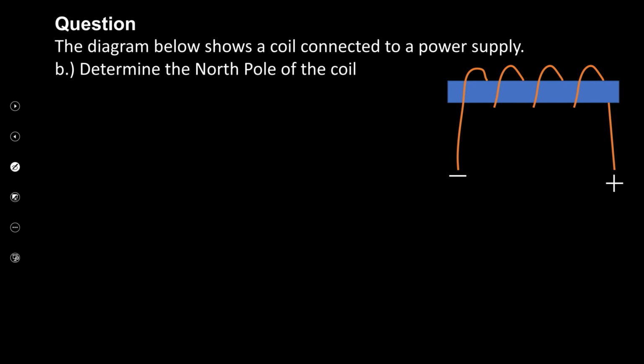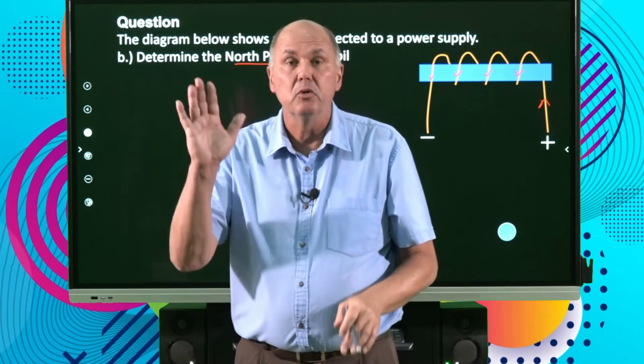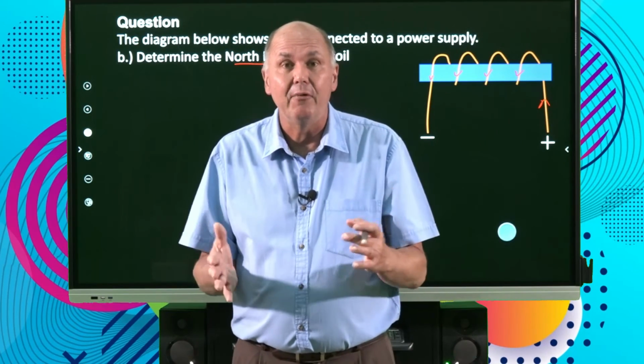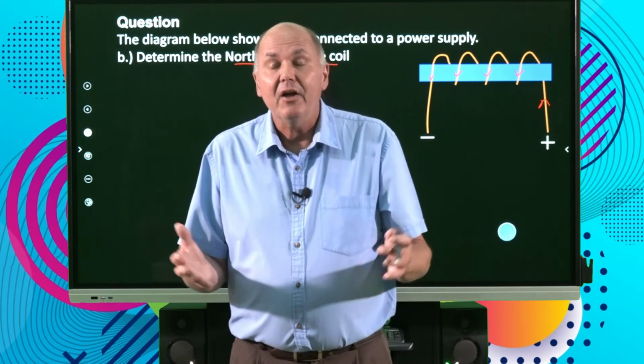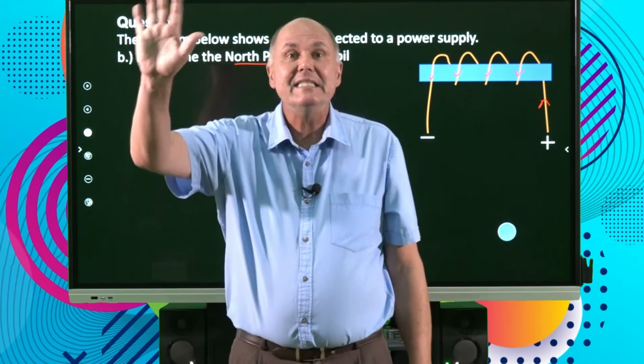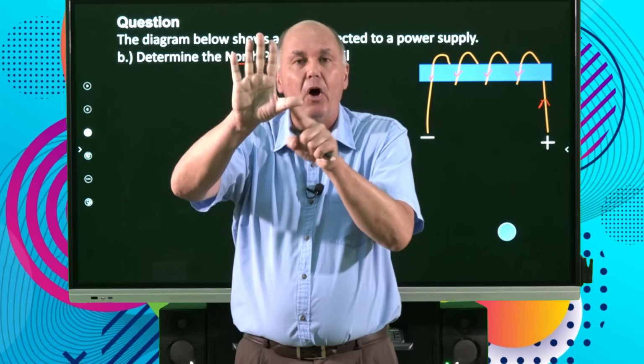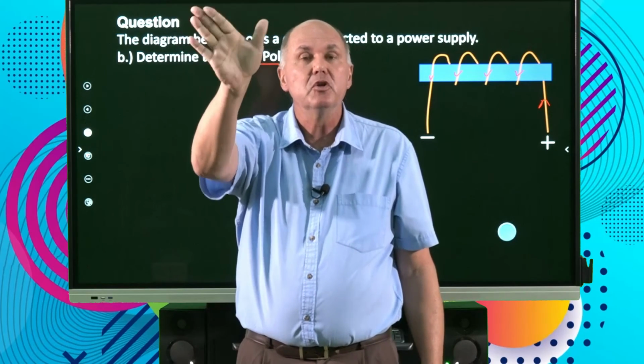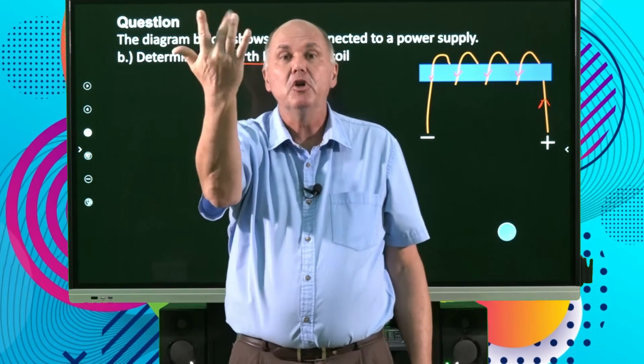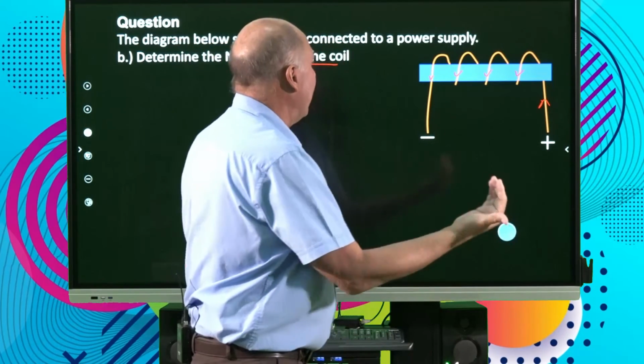Next question. It says, determine the north pole of the coil. So let me just quickly put those arrows in again and recognize that the current is in that direction, and we have to use one of the two laws or two rules to find the direction of the north pole. Now, in a solenoid, a coil, it's easiest to use the right-hand solenoid rule. Remember, we're asking for the pole. So we're going to use the thumb for the pole, and we're going to use the many fingers to show the direction of the current.